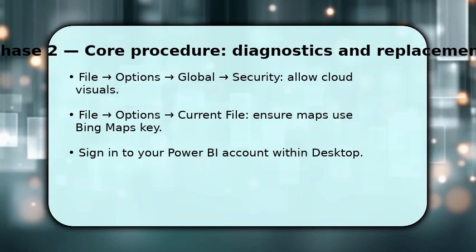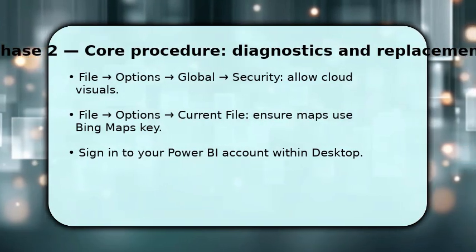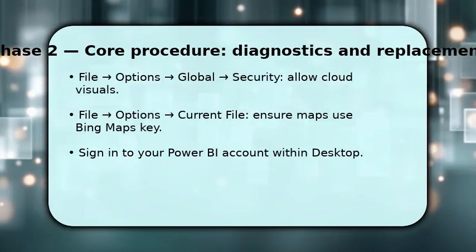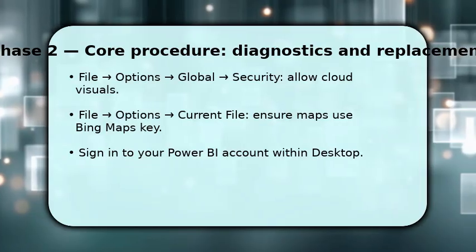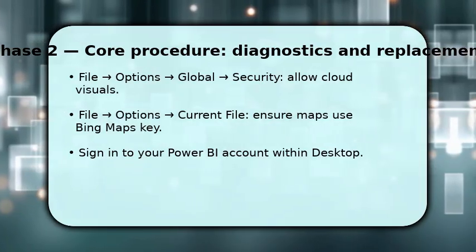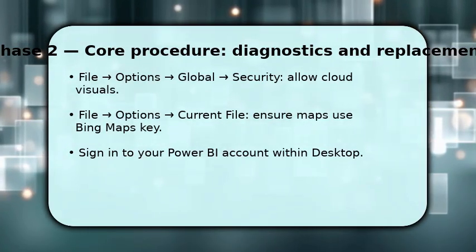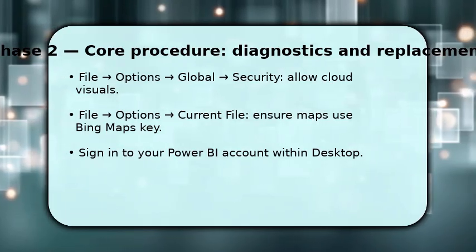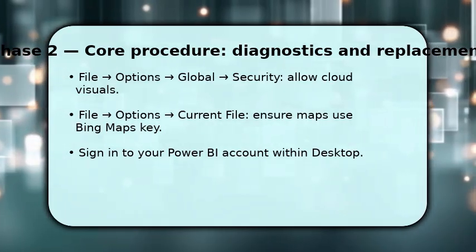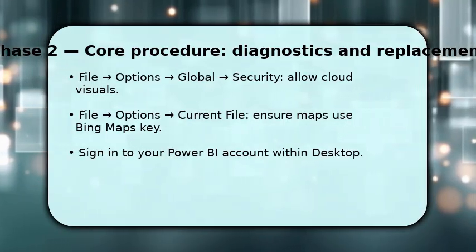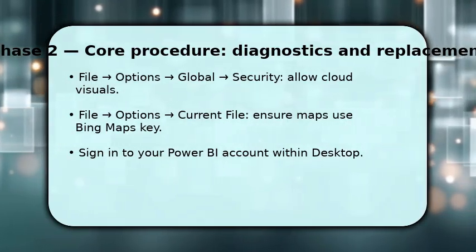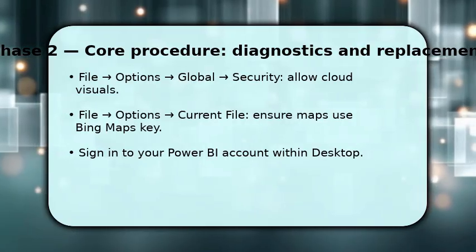settings. Next, configure runtime options and authentication. Open File > Options > Global > Security, and allow cloud-powered visuals if blocked, because maps call Bing/ArcGIS services. Then check File > Options > Current File for map-specific settings. Confirm that maps are allowed to use online tiles and the Bing Maps key when prompted.